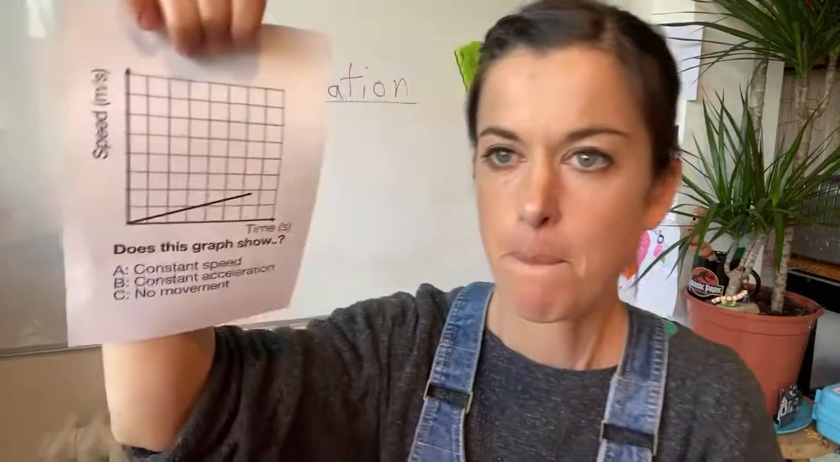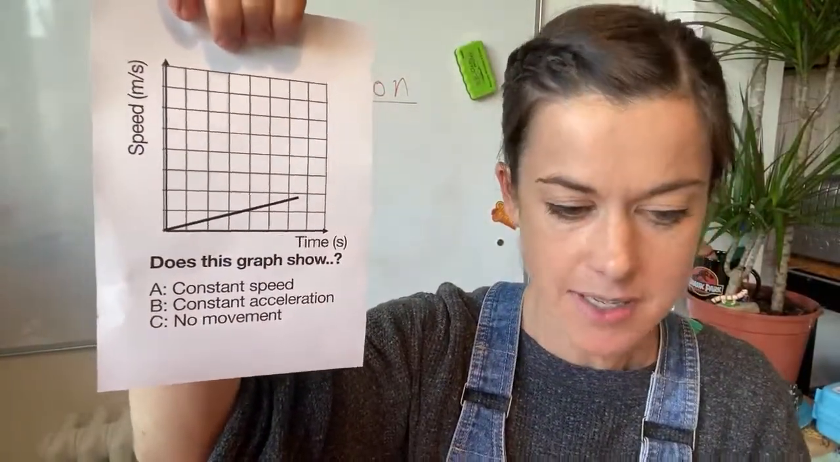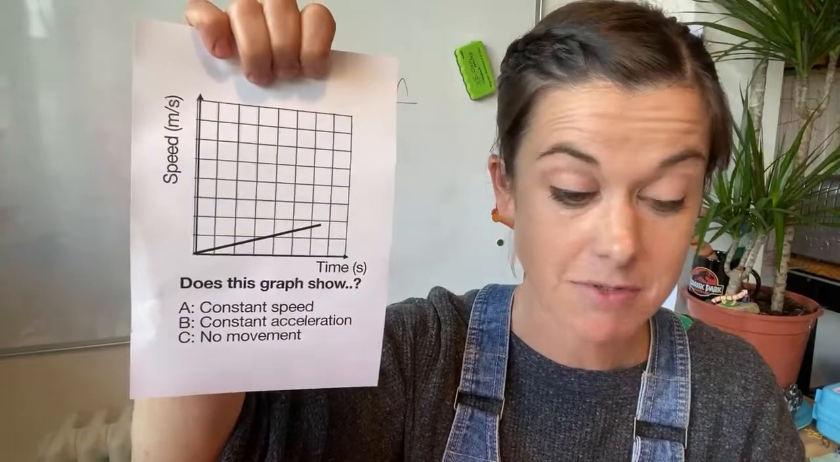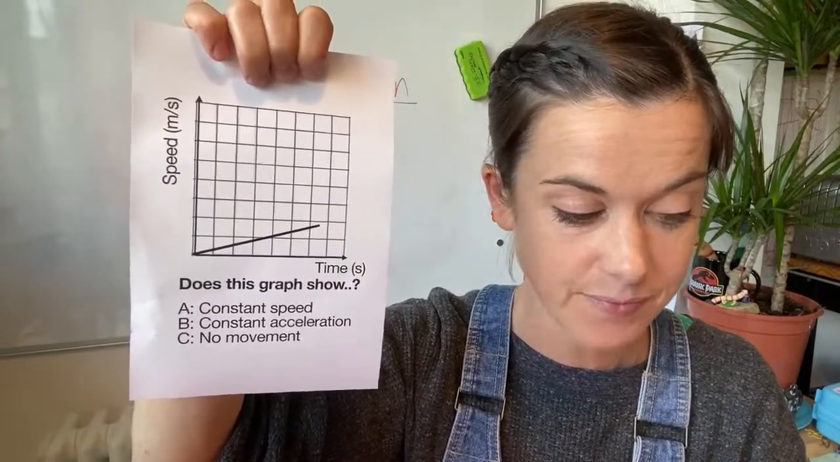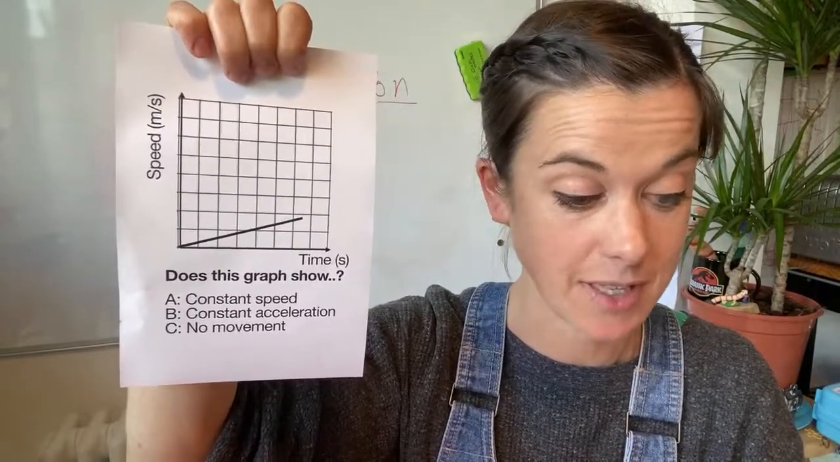And the last one. Speed time graph. Straight diagonal line. Is that constant speed, constant acceleration or no movement? They really exercise my brains, these. I'm not speaking out loud to help you. I'm speaking out loud because that's the only way that I can work it out, frankly.